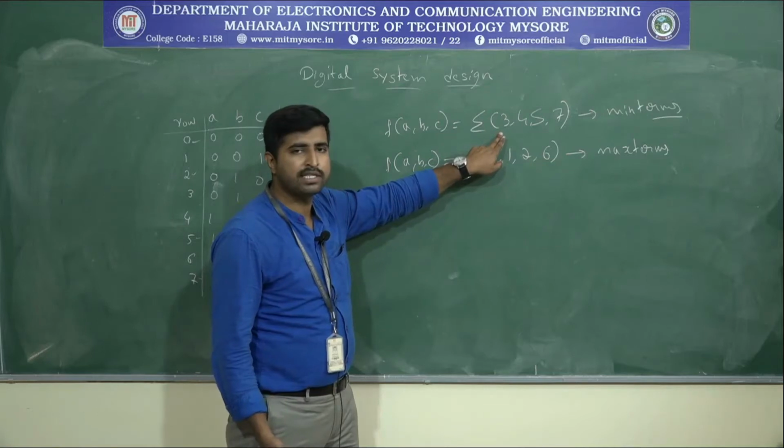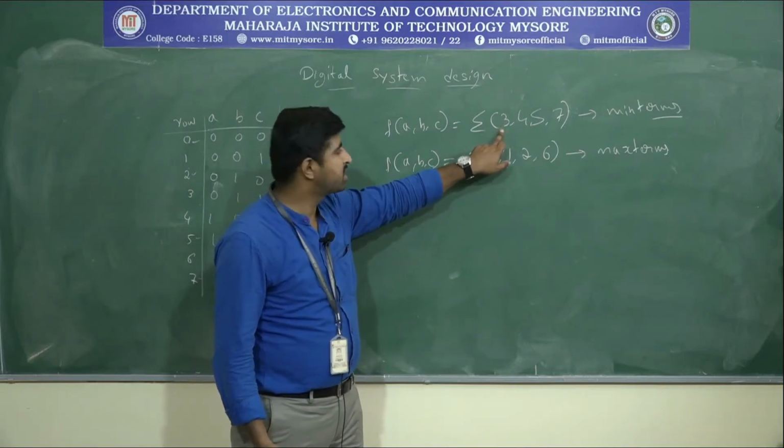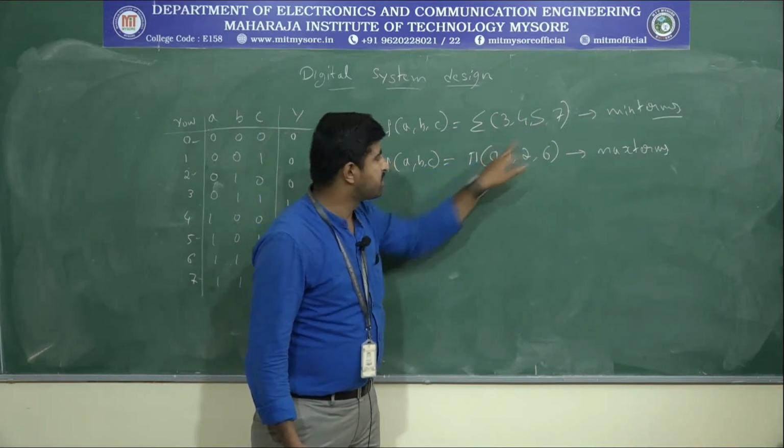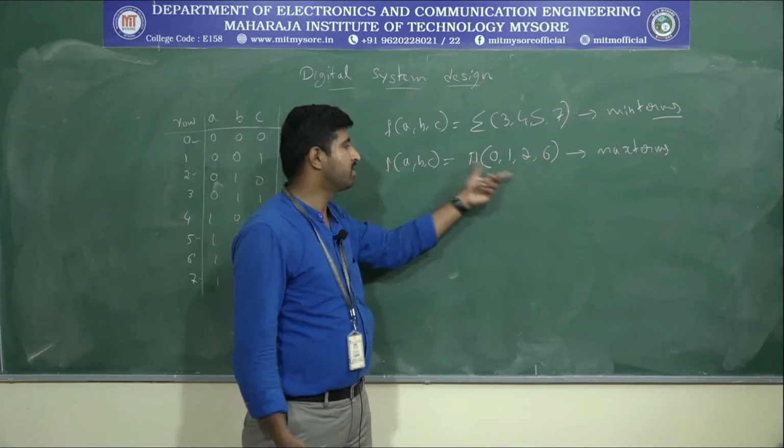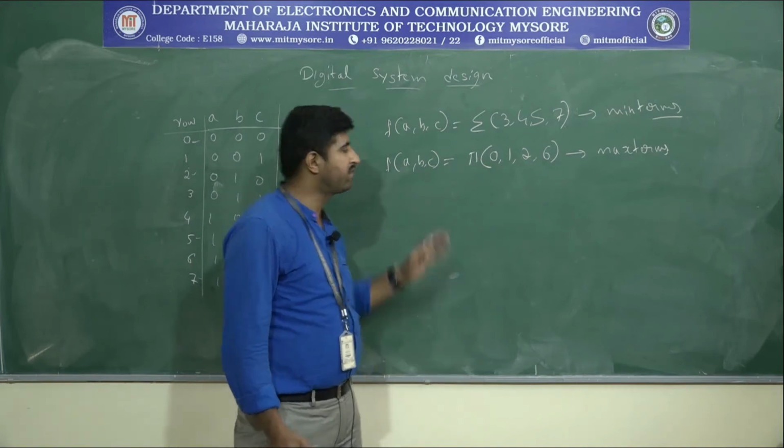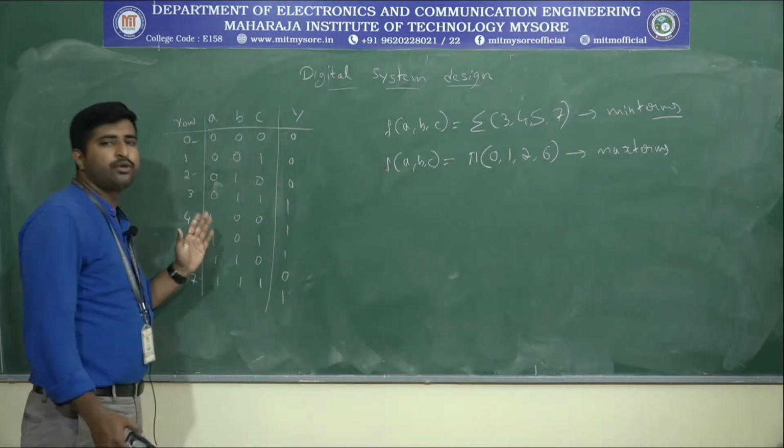Which are missing here? 0 is missing, 1 is missing. Next 5, 4, 5, 6 is missing. That is going to come here: 0, 1, 2 and the 6. So that is how the max term is written. Okay, if you write it for the same truth table.